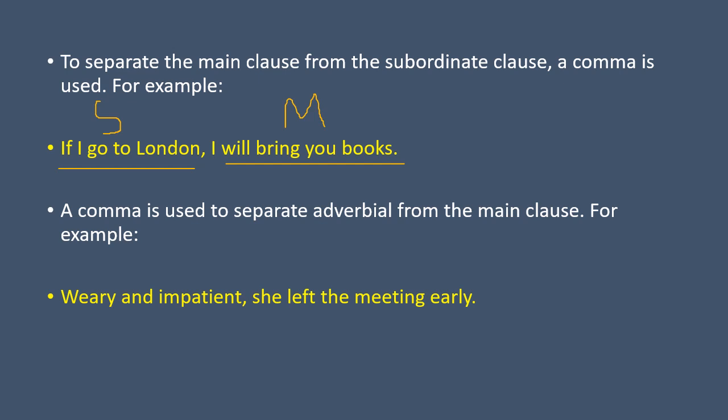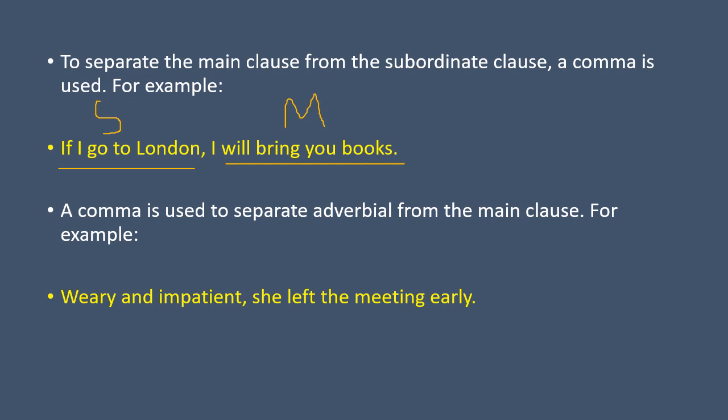But because we are talking about comma here, remember that the subordinate clause is the incomplete sentence, and the main clause is a complete sentence. For example, if you read this bit only, I'll bring you books, is a complete sentence, but if I go to London is incomplete. So these two are separated using a comma. I hope you understand that. These can be swapped around. For example, I'll bring you books if I go to London. That's fine too, but once again you have to separate them using a comma. So I will bring you books, comma, if I go to London, full stop. That's how you do it.